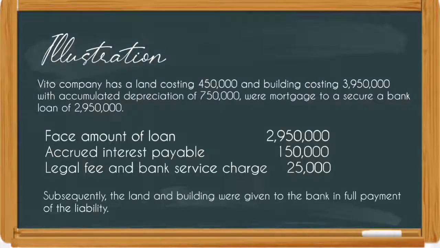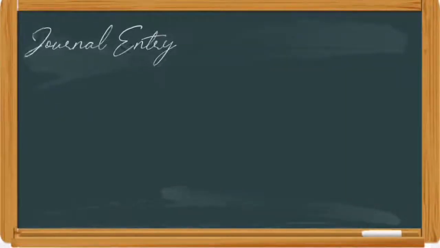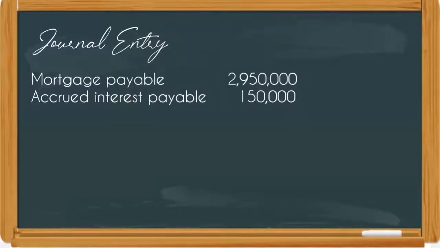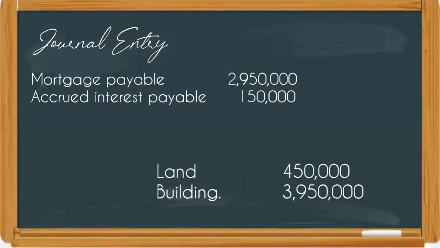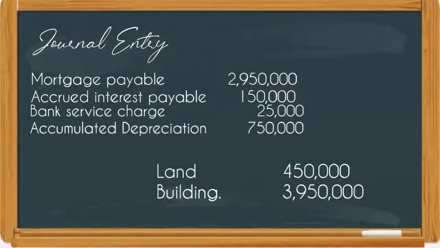Subsequently, the land and building were given to the bank in full payment of the liability. Next is the journal entry. They recognize the liabilities: debit mortgage payable 2,950,000 and accrued interest payable 150,000. They recognize din natin yung binayad nating land and building, so credit land 450,000 and credit building 3,950,000. Also debit bank service charge 25,000 and accumulated depreciation 750,000.